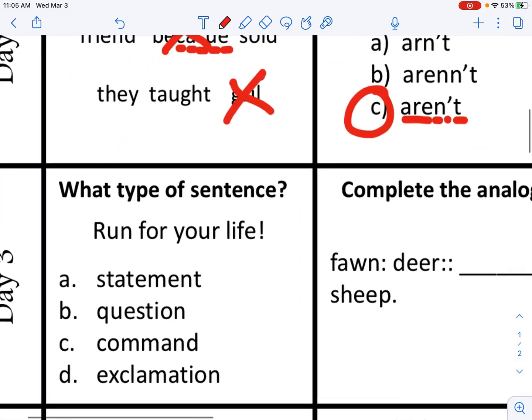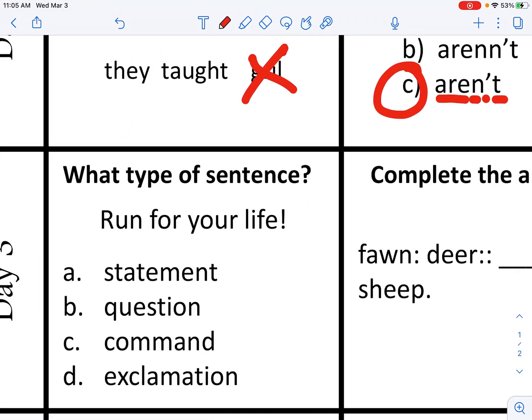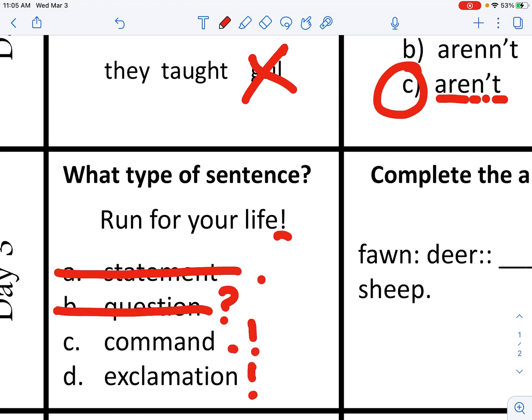Day 3. What type of sentence? Run for your life. So I notice it ends with an exclamation point, which means I can eliminate statement since that ends in a period, and I can eliminate question since that ends in a question mark. I'm left with command, which could end with either a period or an exclamation point, or exclamation, which always ends in an exclamation point. Is this telling me to do something? Is it commanding me to do something? Run for your life. Is it telling you to do something? Yeah, it is. So this I would call a command sentence.